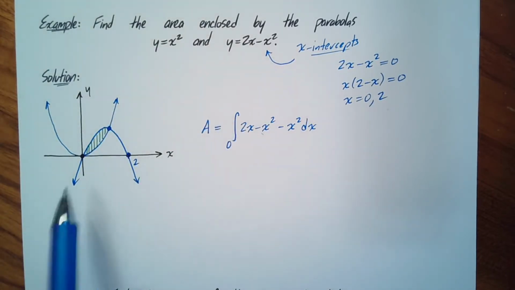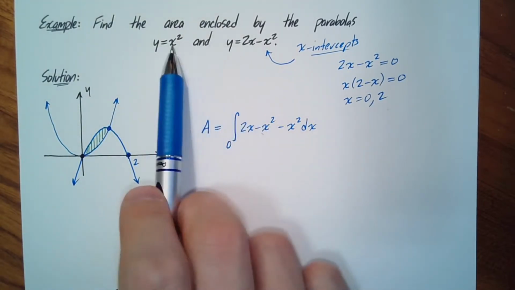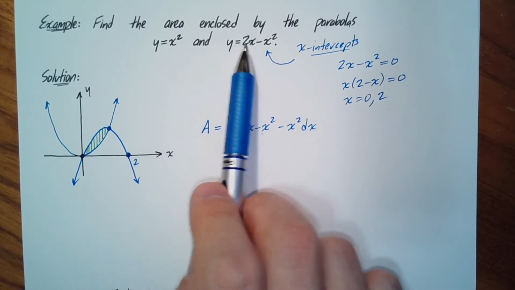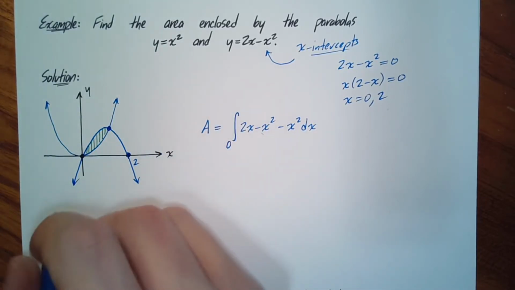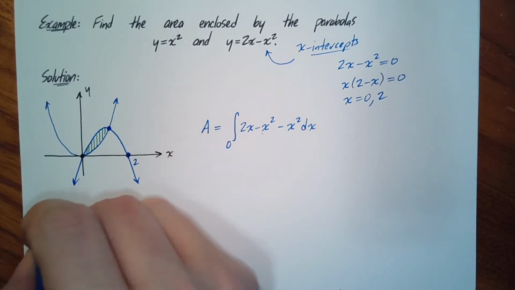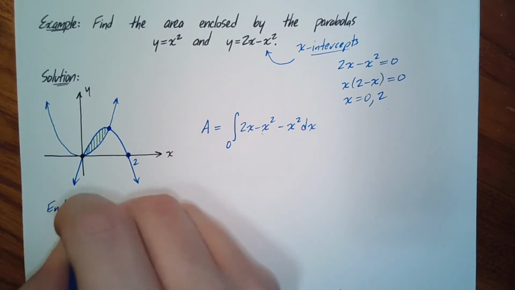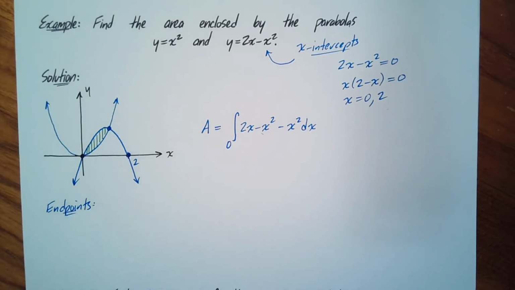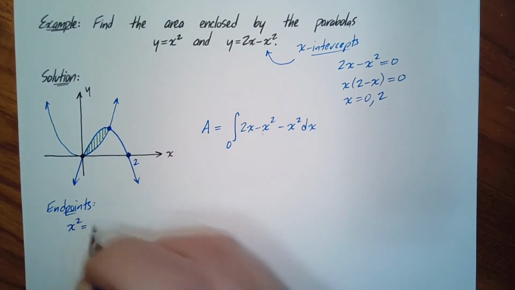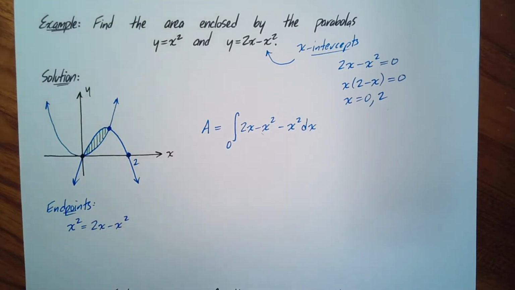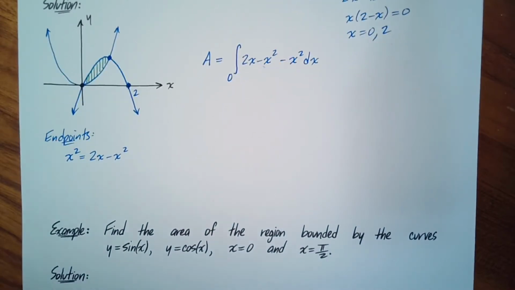So let's just find where these two functions are equal. For what x values do these two functions give us the same thing? So in other words, let's solve the equation. So I'm going to put endpoints here, just to show that that's what we're doing over here. We're going to solve the equation x squared is equal to 2x minus x squared.